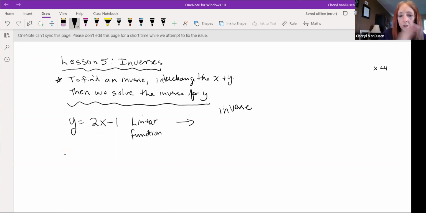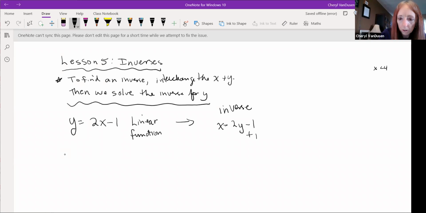then we interchange the x and the y. So it reads x equals 2y minus 1. And then, as I mentioned up above, we want to solve the inverse for y. So this is not terrible math. I'll do one with quadratics. It gets a little hairier.